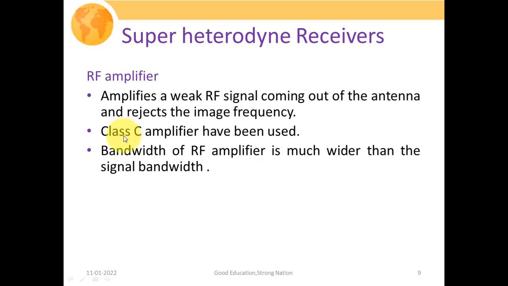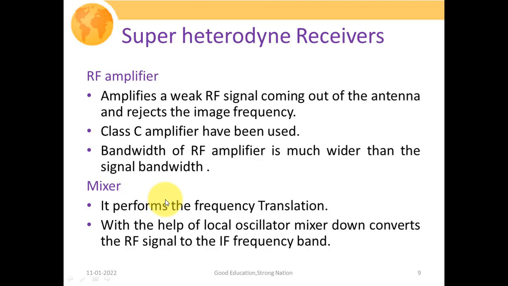For high amplification, a class C amplifier would be used in your RF amplifier. The bandwidth of the RF amplifier is much wider than the signal bandwidth, so that we can contain a much larger amount of information. Then the second block is the mixer. It will perform the frequency translation as we have already discussed. With the help of the local oscillator, the mixer down converts the RF signal to the IF frequency band. How this whole frequency manipulation takes place, we will discuss separately.